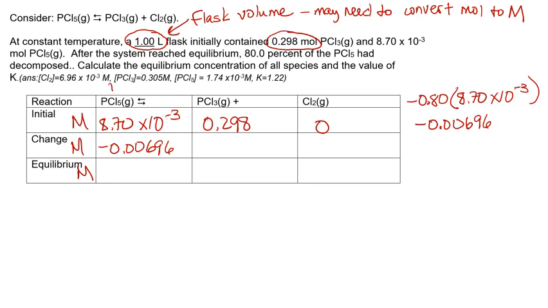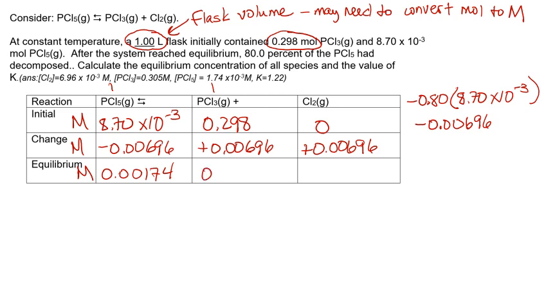This is a 1-to-1 ratio, so this means that I had to have made 0.00696. And I also had to have made the same amount of the chlorine gas because everything's in a 1-to-1 stoichiometric ratio. Now I'm ready to do my math. So 8.70 times 10 to the negative third minus the change is 0.00174.